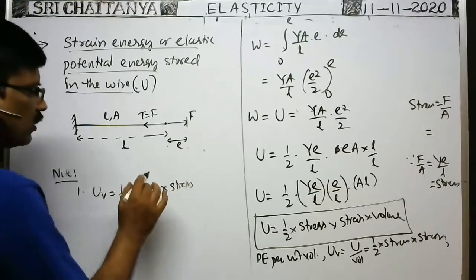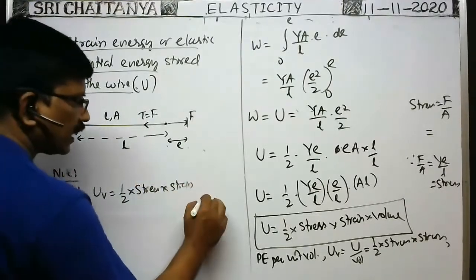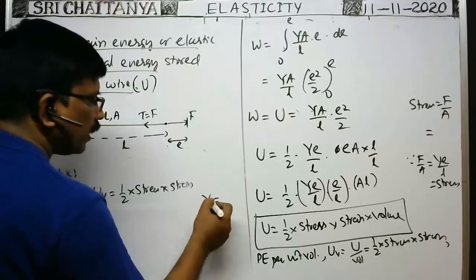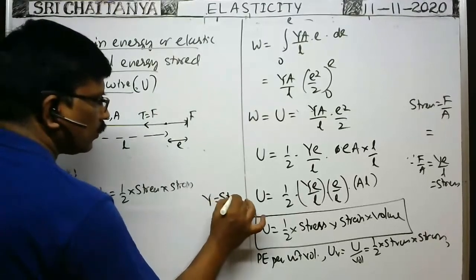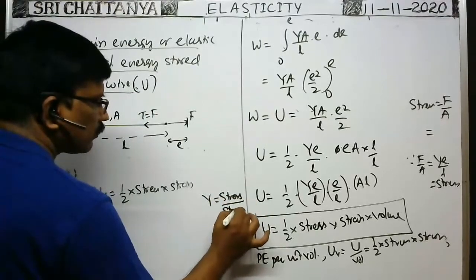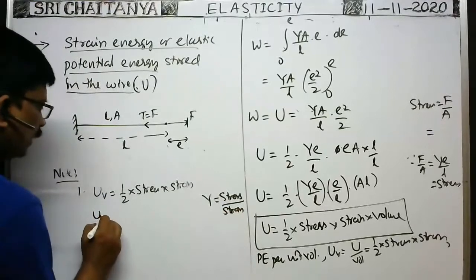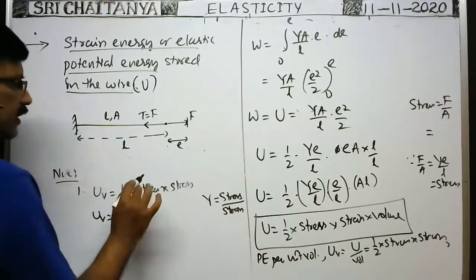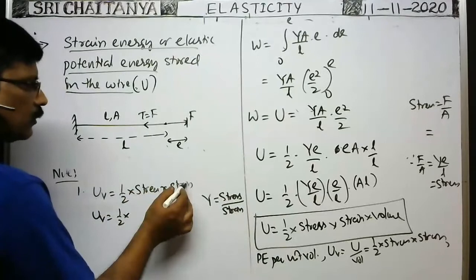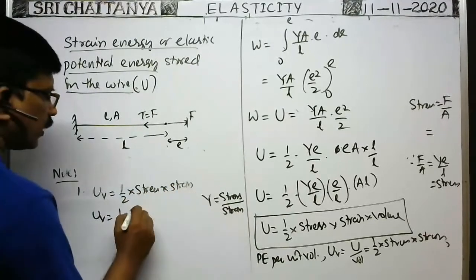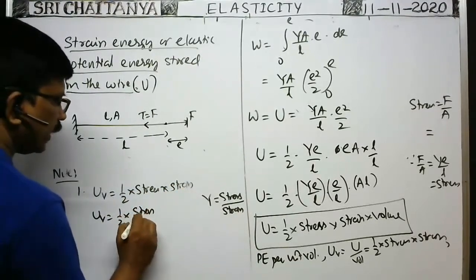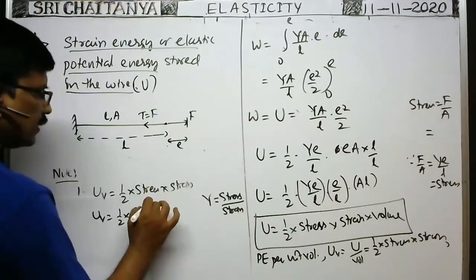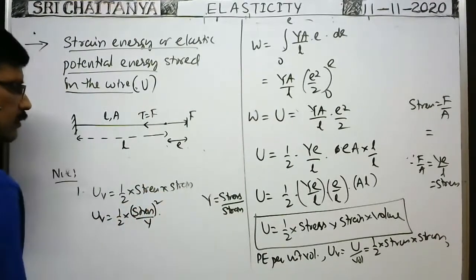Suppose you are given information regarding stress only, and strain information is not given. In such a case, Young's modulus may be given. Young's modulus Y is equal to stress by strain. So U_V is equal to half into stress, since stress information is given and strain is not. Strain can be written as stress by Young's modulus, into stress. So it is stress square by Young's modulus.